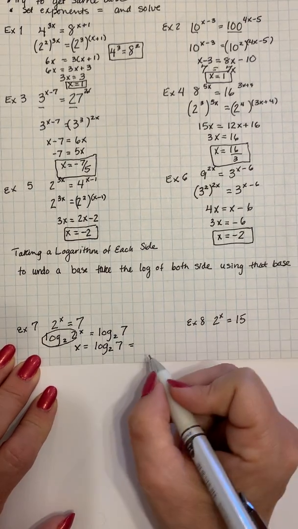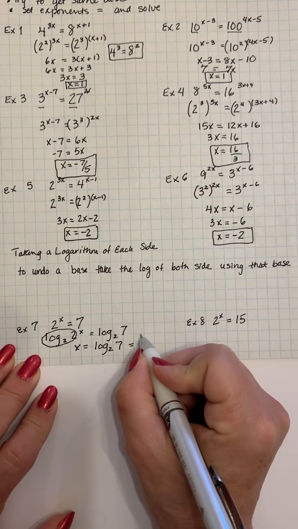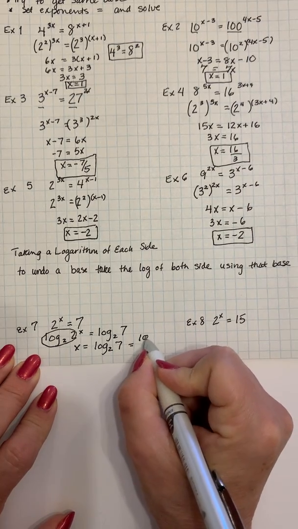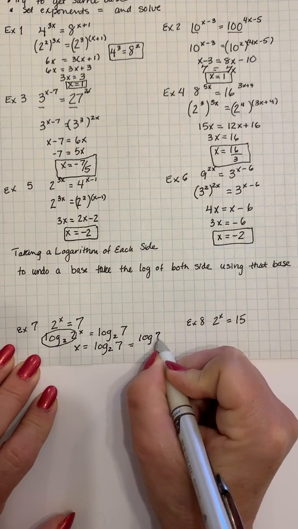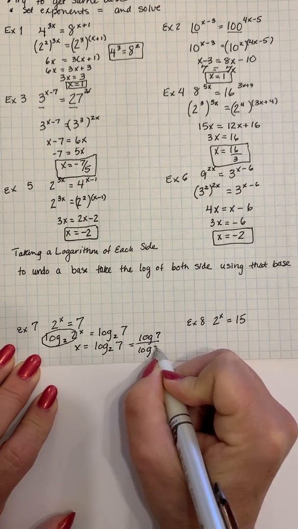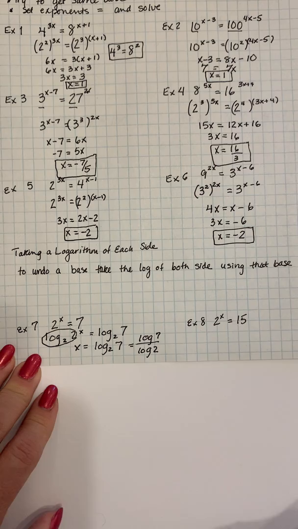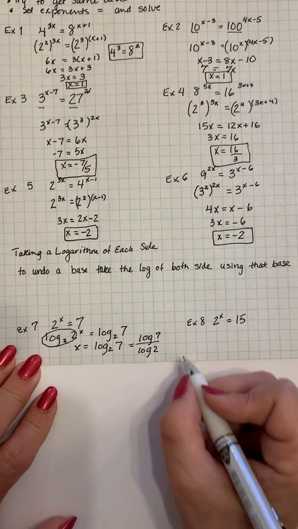We can't do this in our head. Some of our fancy calculators will, but we'll use a change of base formula. So this will be log of 7 divided by log of 2. And that's approximately 2.807.